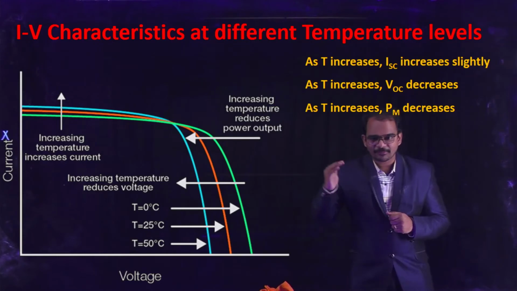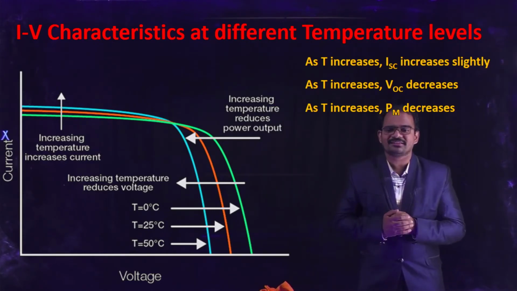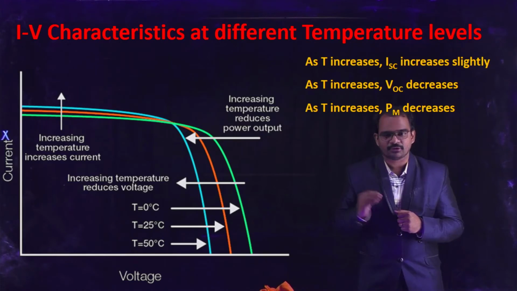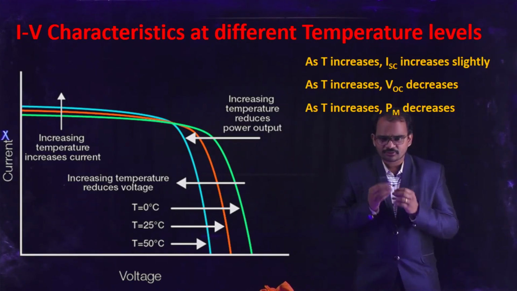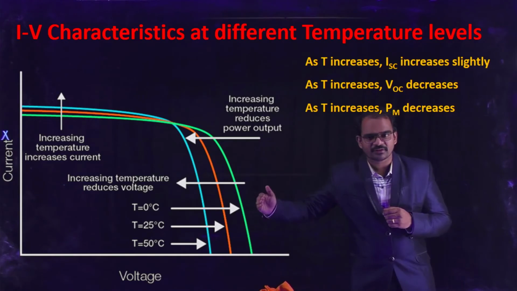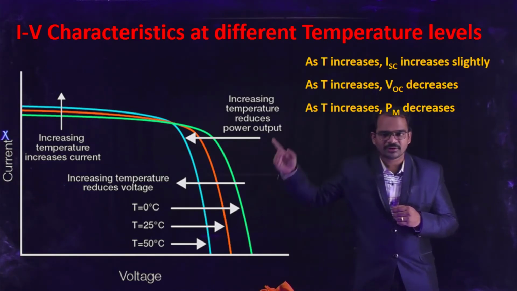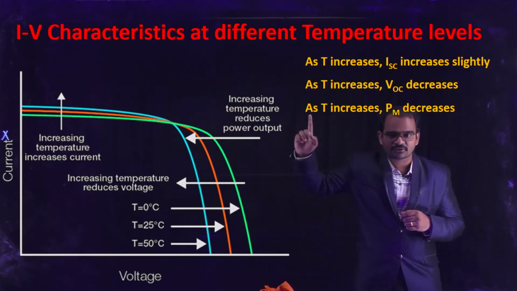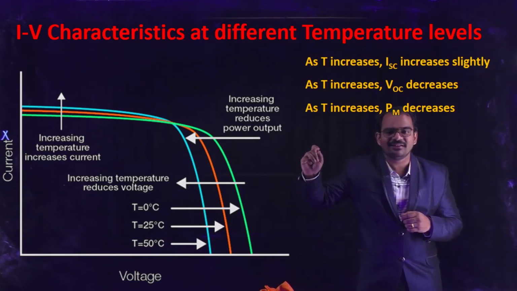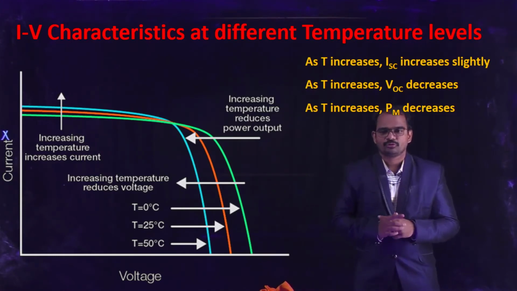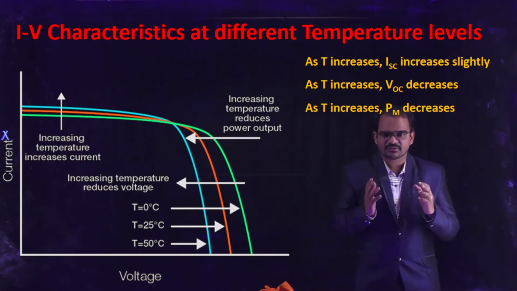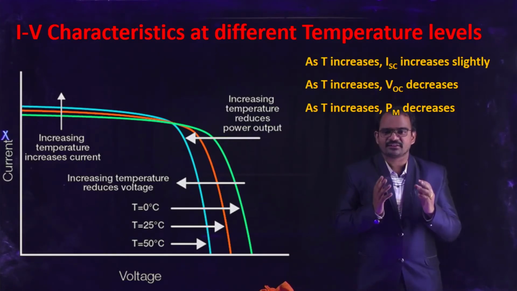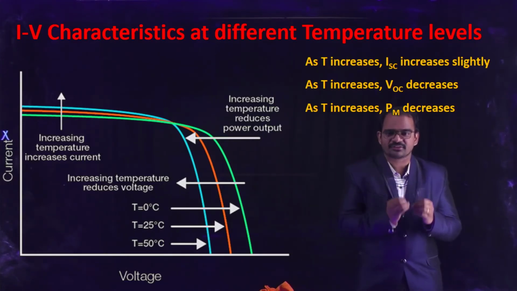Now, again the temperature is increased to 50 degrees centigrade from 25 degrees centigrade. On the x-axis, the red curve shifts, and you can see the voltage is further reduced with increase in temperature. On the y-axis, as the temperature increases from 25 to 50 degrees centigrade, the red curve moves upwards slightly because there is a slight increase in the short circuit current with increase in temperature. So finally, as the temperature increases, the short circuit current slightly increases, but the open circuit voltage decreases.